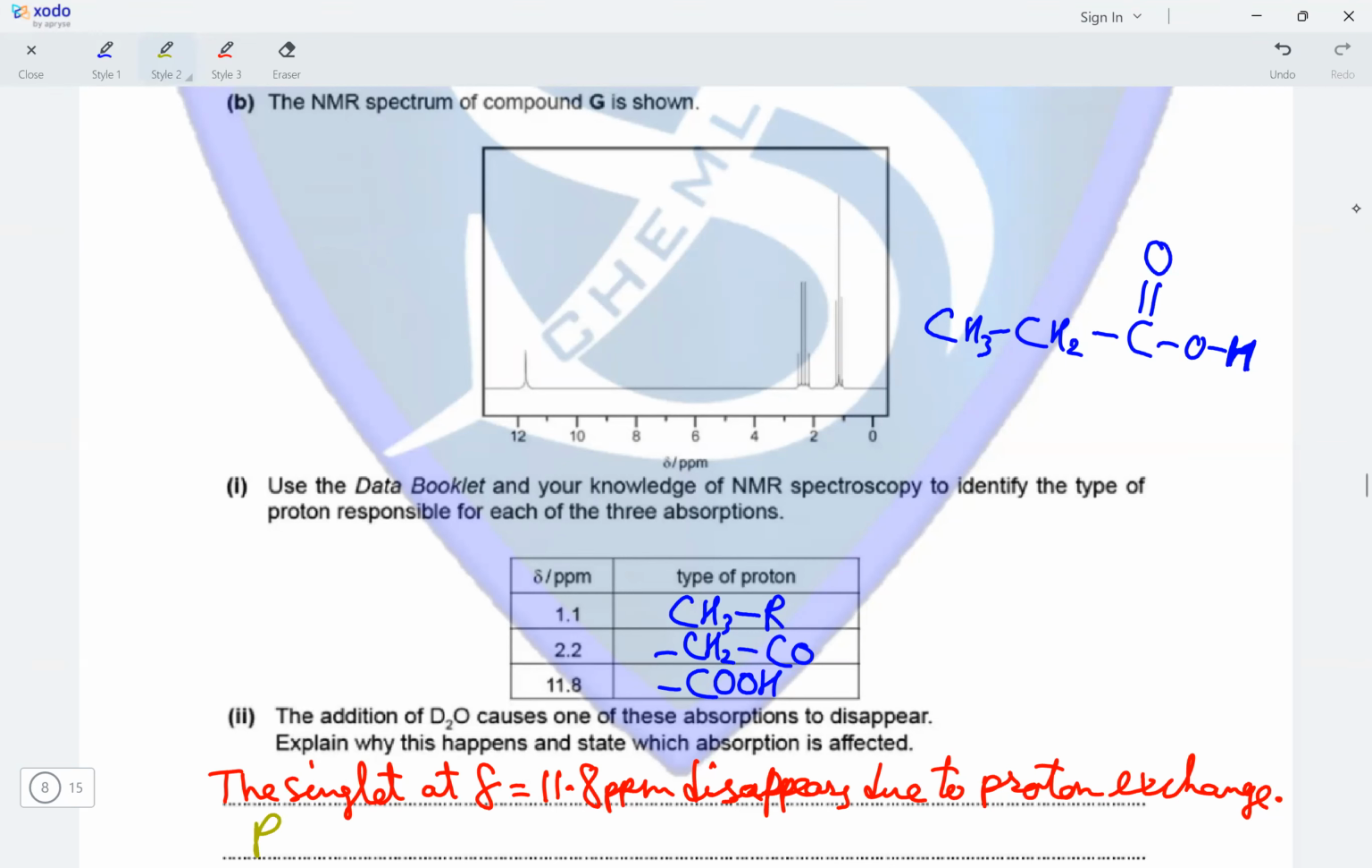That would be R COOH plus D2O, giving us R COOD plus HOD. So the proton in the COOH group is substituted by a deuterium atom, and therefore its peak disappears.